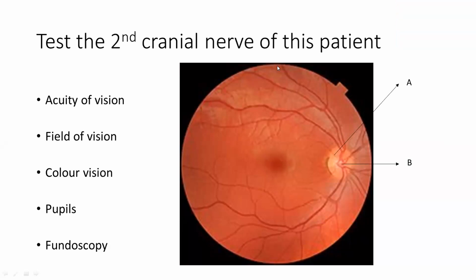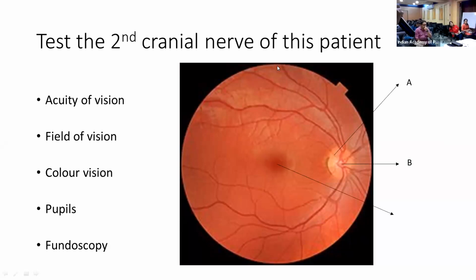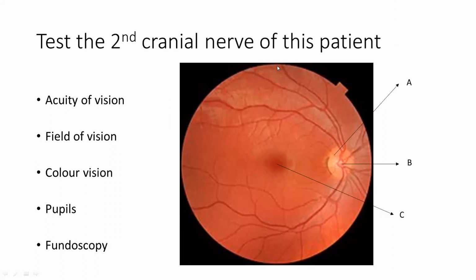Center of the fovea centralis. No, that is not the optic cup. Optic cup, very good. What is this? C? Macula. No, that is the fovea, and surrounding it is the macula.